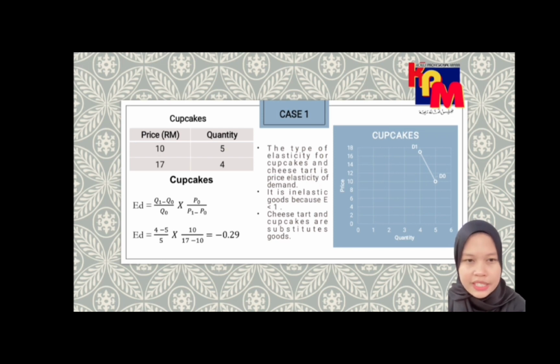So the conclusion is the type of elasticity for the cupcake and cheese tart is price elasticity of demand. It is inelastic good because E is smaller than 1. Cheese tart and cupcake are substitute good.